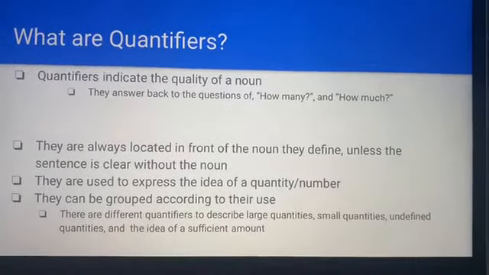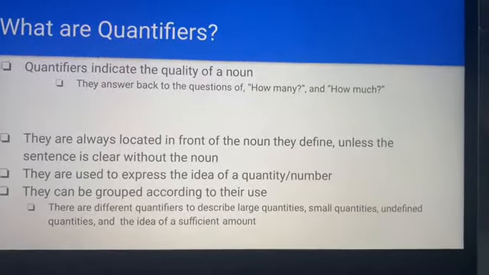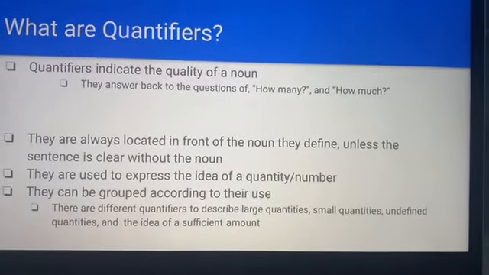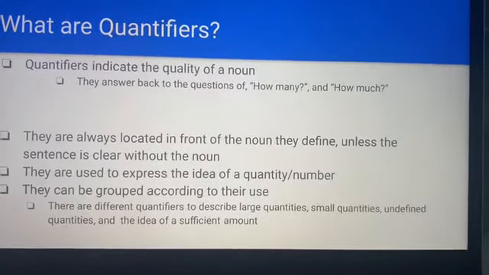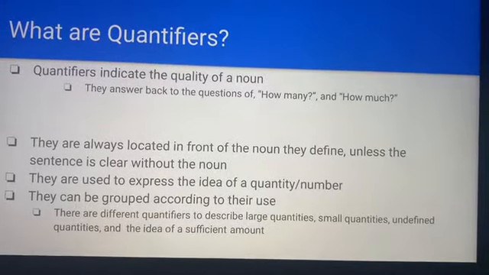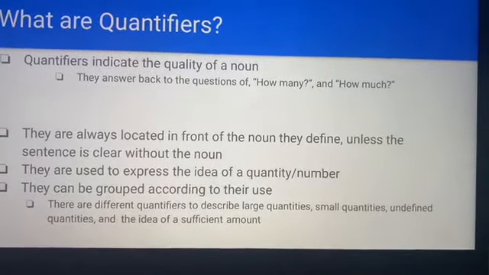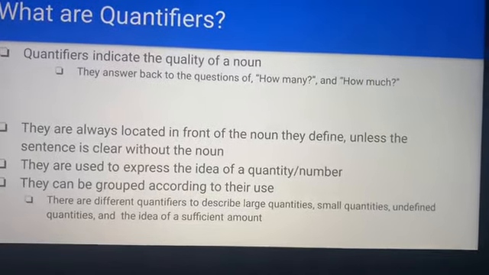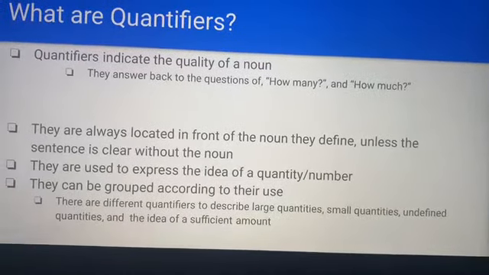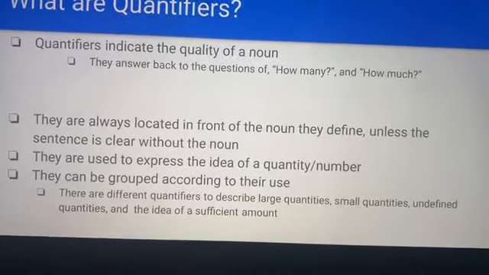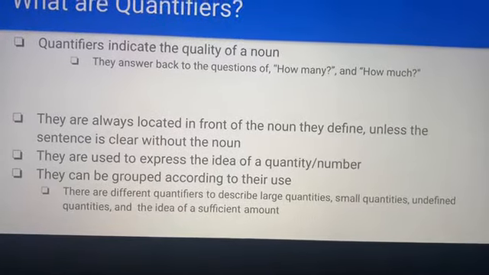They are always located in front of a noun they define, unless the sentence is understandable without the noun, then it's not needed. They indicate the quality of a noun and the numbers, amounts, etc. being expressed. They can also be grouped according to their use.